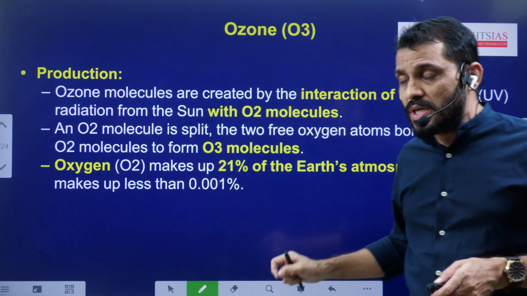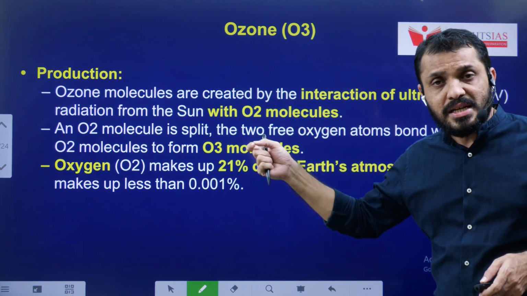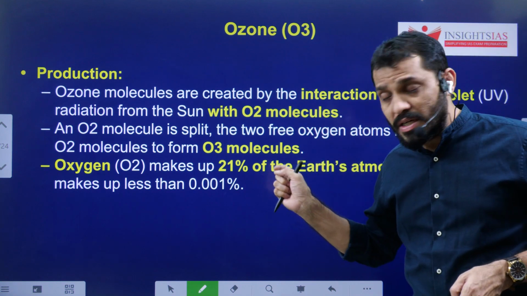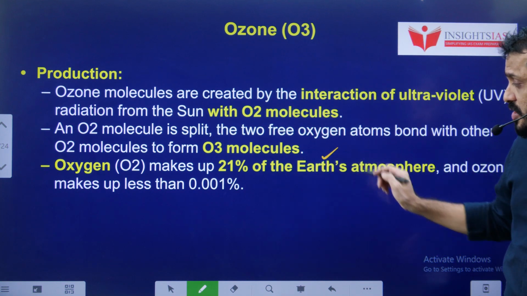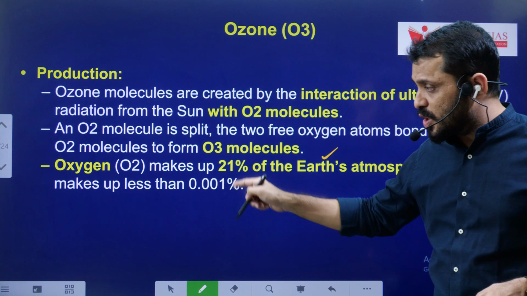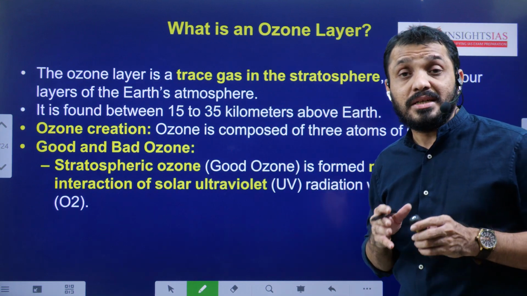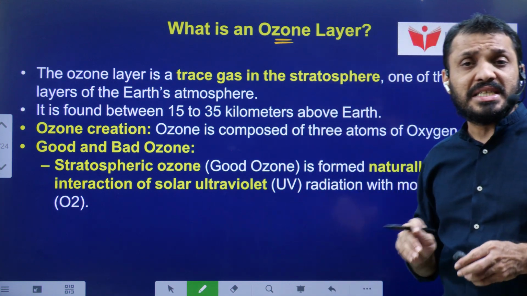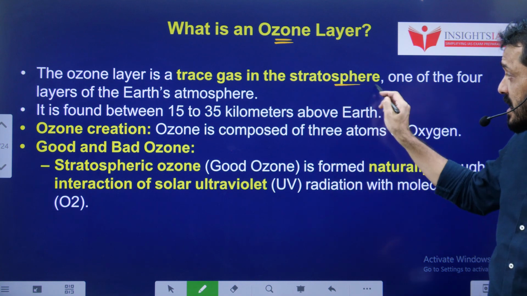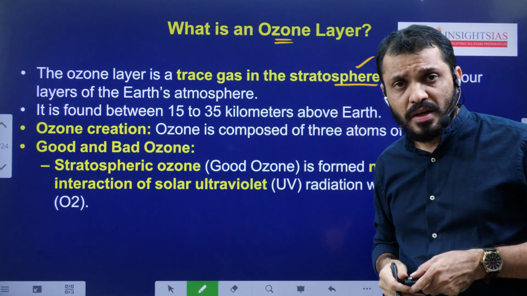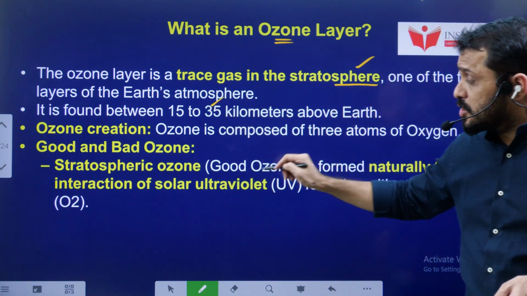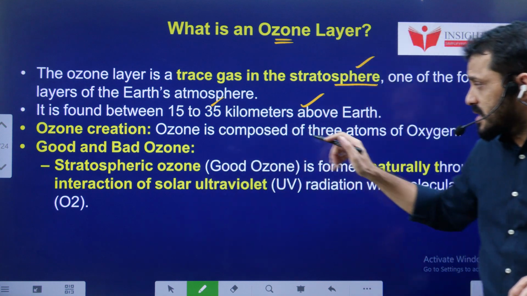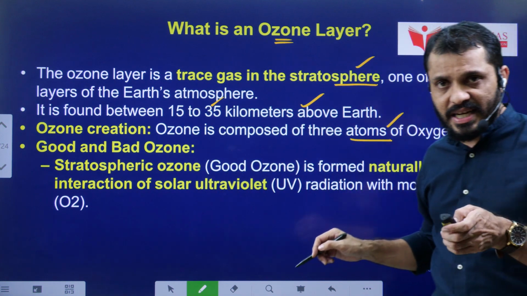Now the ozone molecules. Normally ozone molecules are present when sunlight acts on the oxygen molecule, and the entire Earth atmosphere consists of around 21% oxygen and 0.001% ozone. That is the composition of the ozone. Then what is this ozone layer? This ozone layer is a gaseous layer present in the stratosphere of the Earth's atmosphere. It is present generally between 15 to 35 kilometers above the Earth's surface. And ozone is composed of 3 atoms of oxygen, like we discussed earlier.